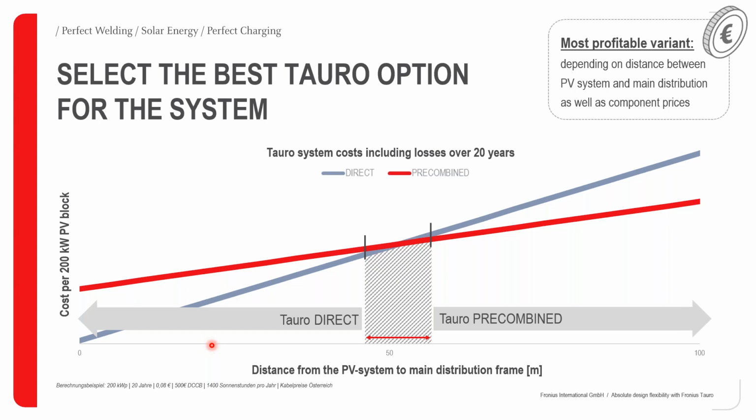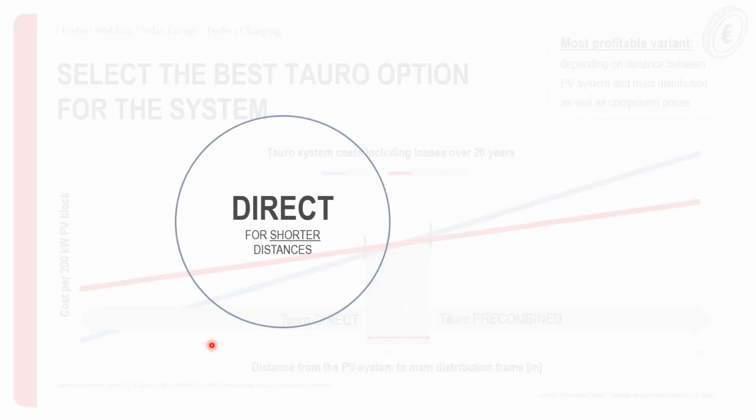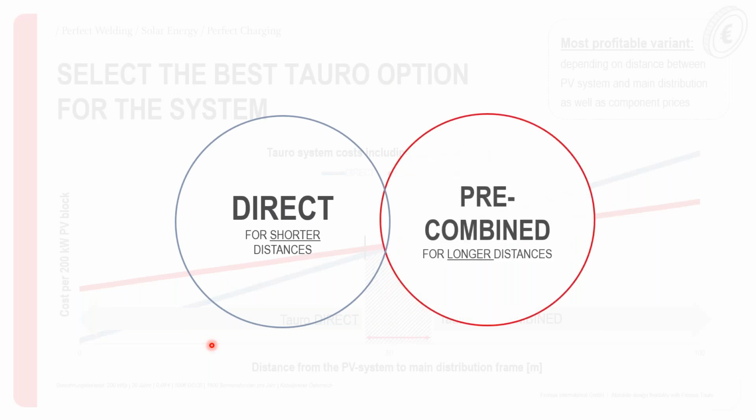So in the next slide, I think we can see it very clearly. We recommend to choose a direct version for shorter distances while using pre-combined versions for longer distances. And as we've just seen, also an interconnection of both systems is possible and no problem.